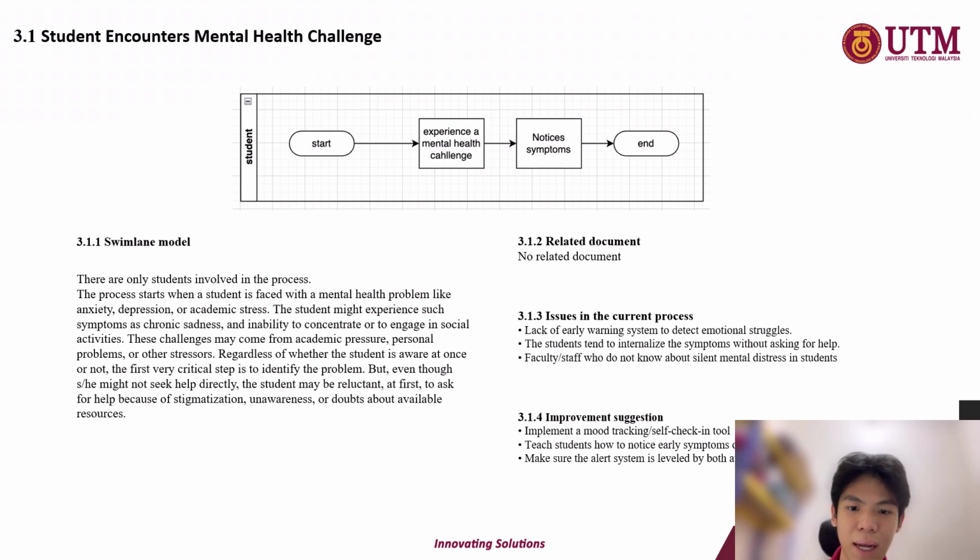Then there is the related document, and the issues in the current process are the lack of a warning system to detect emotional struggle. Students tend to internalize the symptoms without asking for help, and staff do not know about the silent mental distress in students. The improvement suggestion for this process is to implement a mood tracking self-check-in tool, teach students how to notice the early symptoms of mental trouble, and make the alert system leveled by both attendance and performance.